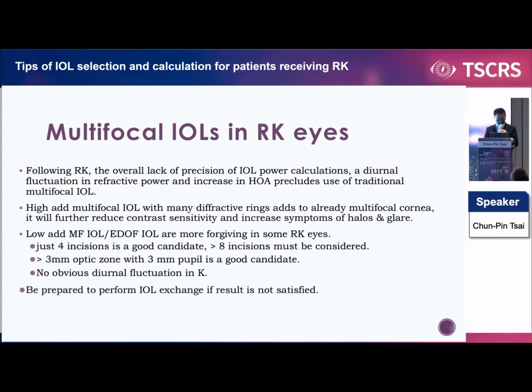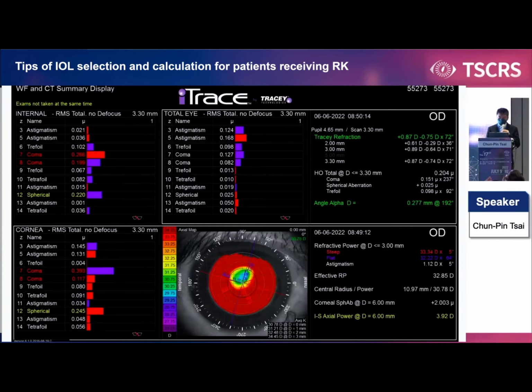If you have a larger optic zone where the normal pupil size is, it is a good candidate. We must always remember the more cuts you have, the more high-order aberration you have. Of course, there should be no obvious diurnal fluctuation in K. That means it is a relatively stable cornea, and be prepared to perform IOL exchange if the result is not satisfactory.